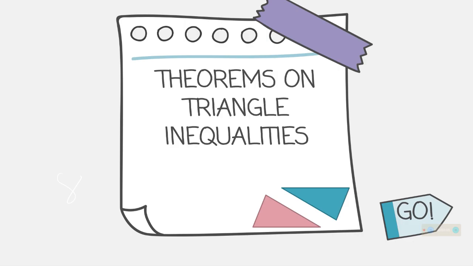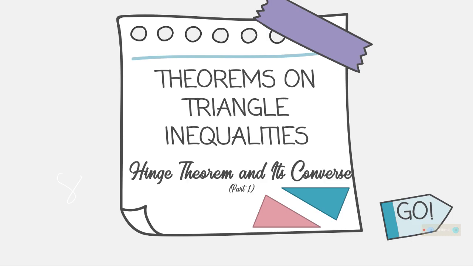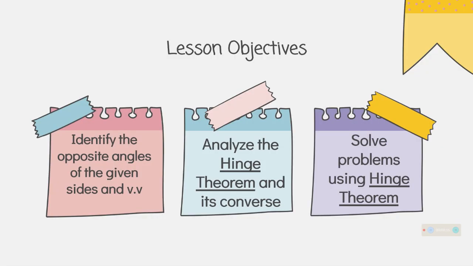So we still have theorems on triangle inequalities, wherein it is all about the Hinge Theorem and its converse, part 1. Okay? So our lesson objectives for this day are the following. Identify the opposite angles of the given sides and vice versa. Analyze the Hinge Theorem and its converse and solve problems using the Hinge Theorem.